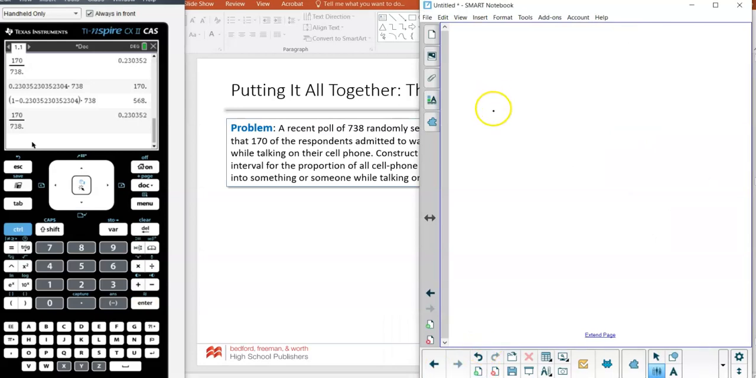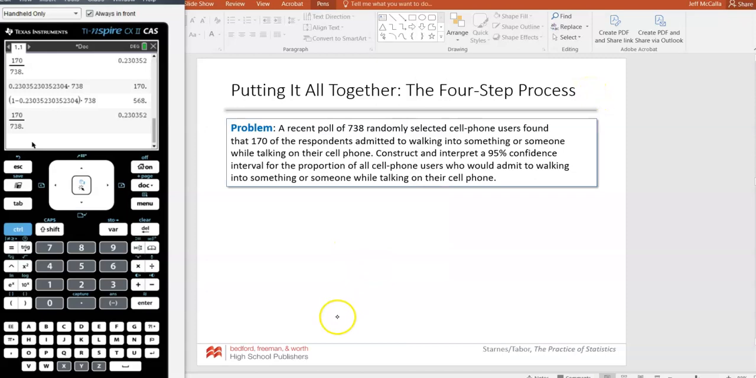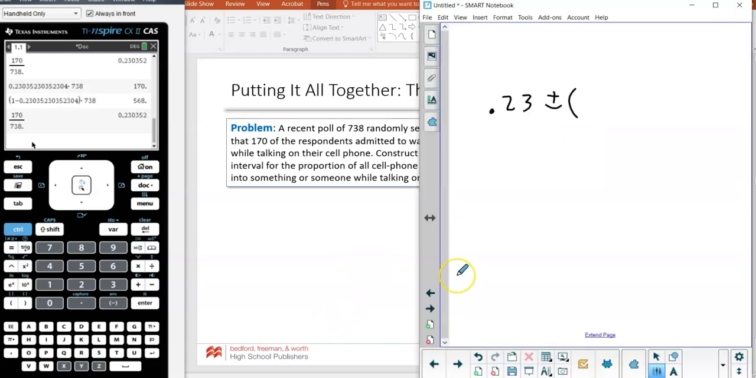So you'd start with p-hat, right? So p-hat is 0.23. I'm just going to put 0.23. Again, sometimes I use the more accurate number there. Times the Z critical value. You could just know this. This is for 95% confidence, so I know it's 1.96.